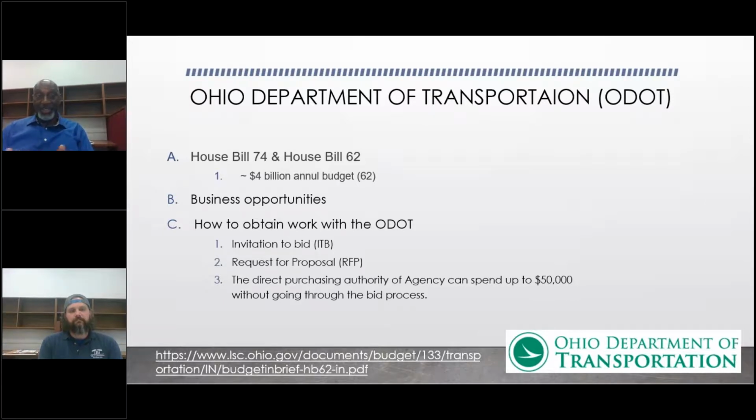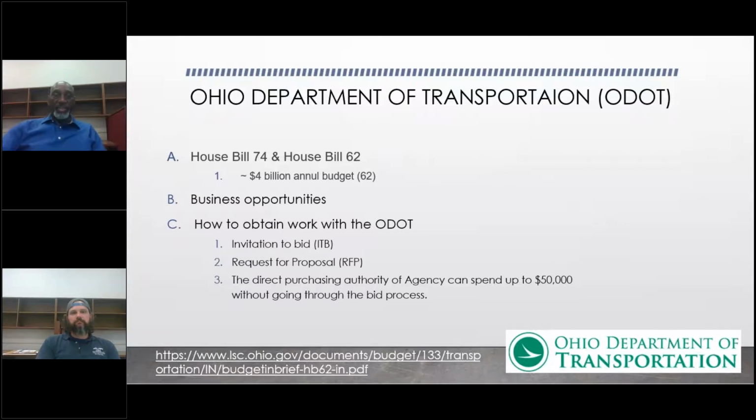And this slide just illustrates the budget and how that budget is being facilitated, which will give you an opportunity to gain employment for yourself and for your workers. You can see what the budget is and how during the pandemic it has decreased by $3 billion. The previous amount was a $7 billion annual budget, but now it's a $4 billion annual budget, and it does create business opportunities.